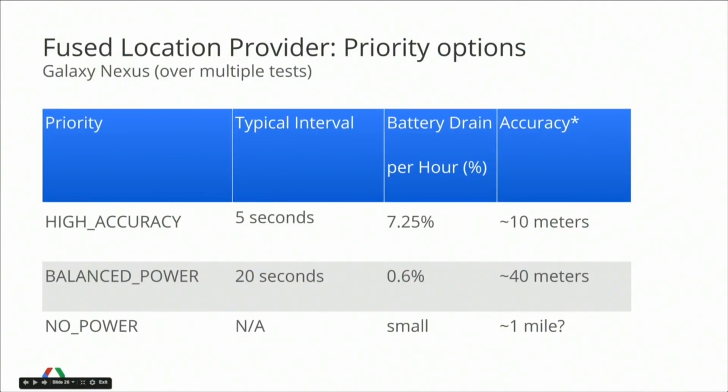I mentioned priority twice. So what exactly are these? For the location request APIs, we are providing you with 3 options for priorities: the high accuracy mode, the balanced power mode, and the no power mode. The high accuracy mode corresponds to GPS when you're outside and cell and Wi-Fi when you're inside. It is basically useful for map applications and navigational applications, which want really good accuracy. Because they're running in the foreground, the battery drain is fine. And the typical polling interval is around 5 seconds.